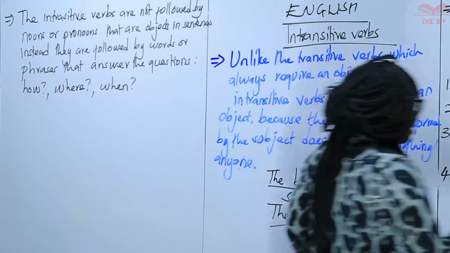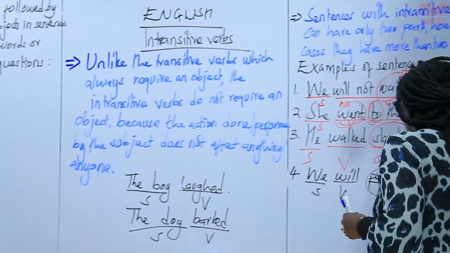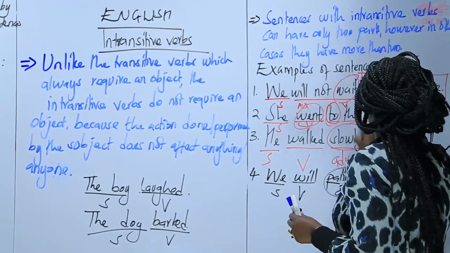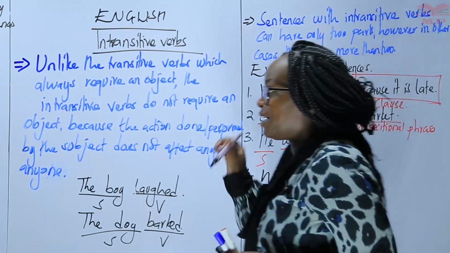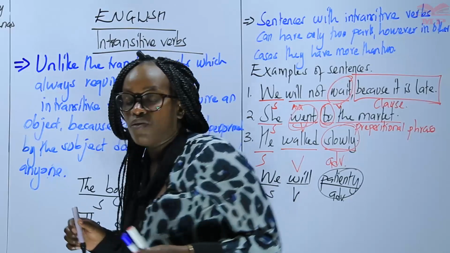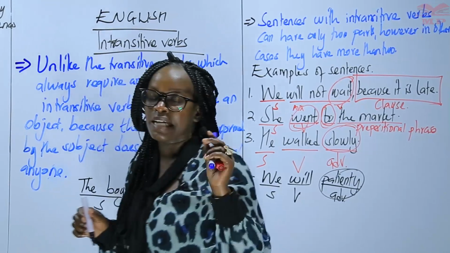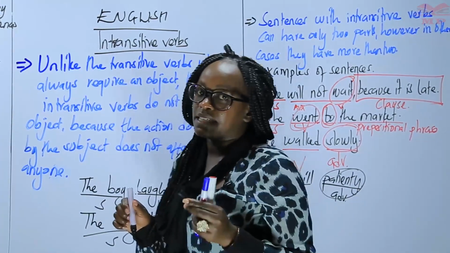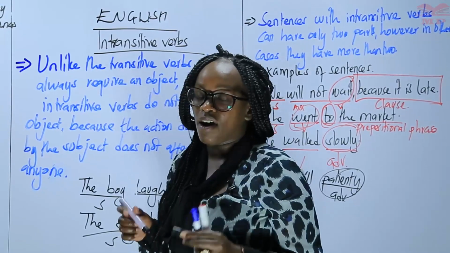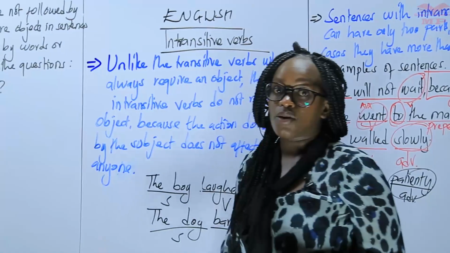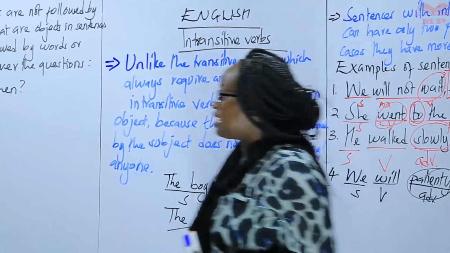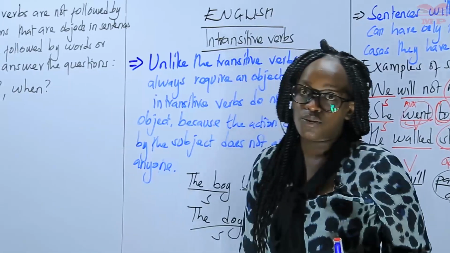For example, here, this is not a phrase, this is actually a word, but it's actually an adverb. Here, to the market is actually a prepositional phrase. So unlike the transitive verbs that are always followed by either nouns or pronouns that are actually the objects in a sentence, meaning that they are receiver of the action in a sentence, the intransitive verbs are followed by words or prepositional phrases that seek to answer either of these questions.